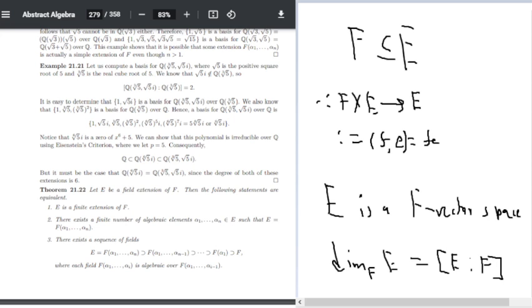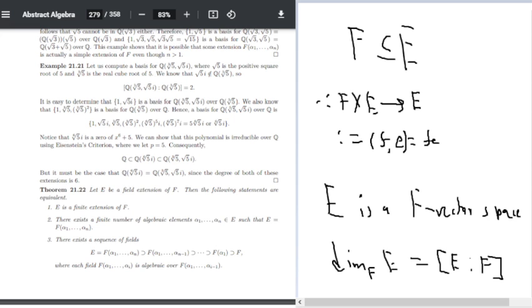We also know that 1, cube root of 5, cube root of 5 squared is a basis for Q(cube root of 5) over Q. Hence, a basis for Q(cube root of 5, square root of 5i) over Q is 1, square root of 5i, cube root of 5, cube root of 5 squared, and so on. The numbers are too small for me to read properly. Notice that the 6th root of 5i is a zero of x to the 6 plus 5.